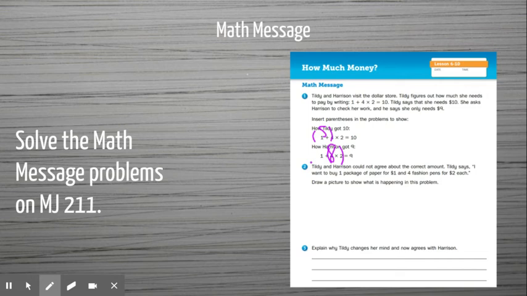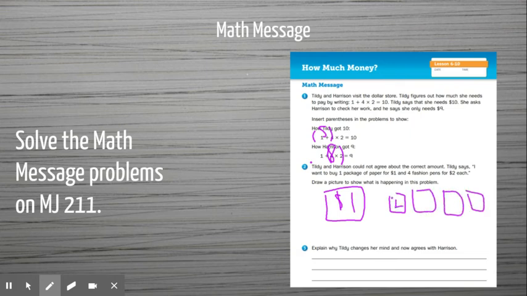All right, let's look at part 2 of this question. Tilde and Harrison could not agree about the correct amount. Tilde says, I want to buy 1 package of paper for $1 and 4 fashion pens for $2 each. Draw a picture to show what happened in this problem. So I know that she wants some paper and it's $1. And then she wants 4 fashion pens, and those are each $2.